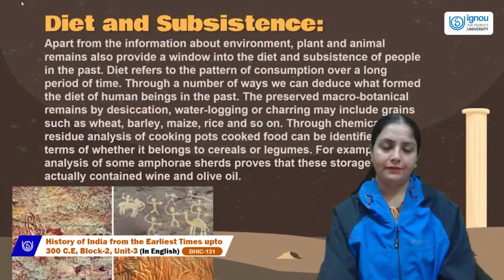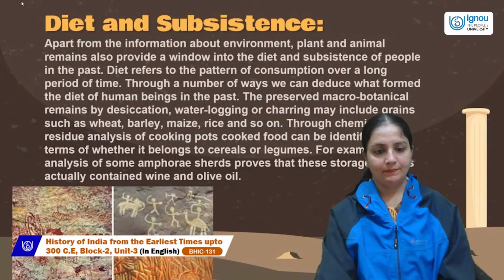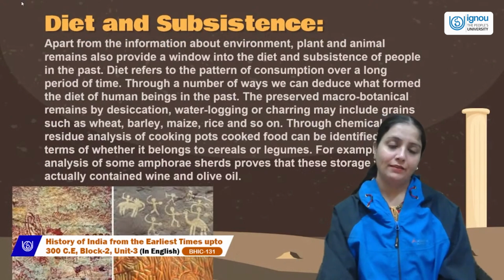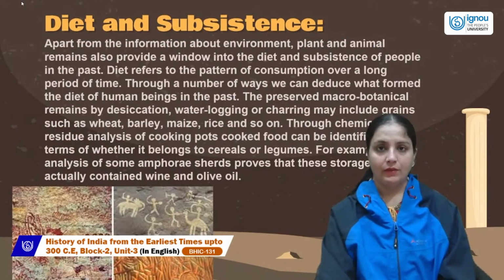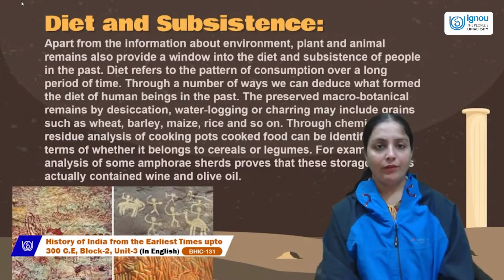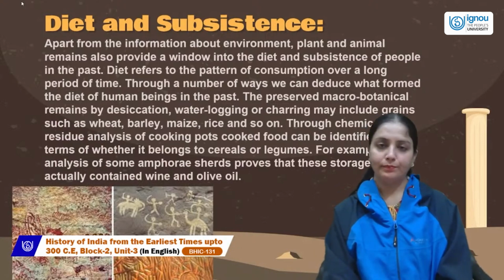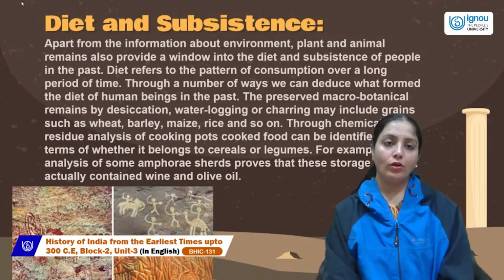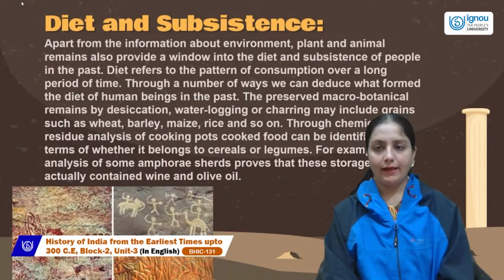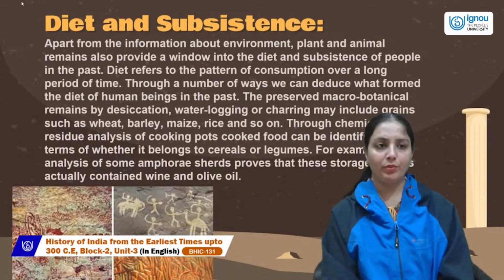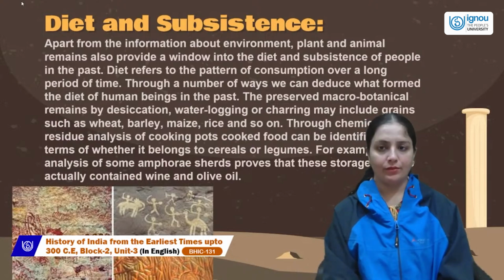Next is diet and subsistence. Diet means what they ate. Subsistence means how they reconstructed and did all the things for their families. Apart from information about the environment, plant and animal remains also provide a window into the diet and subsistence of people in the past. Diet refers to the pattern of consumption over a long period of time.